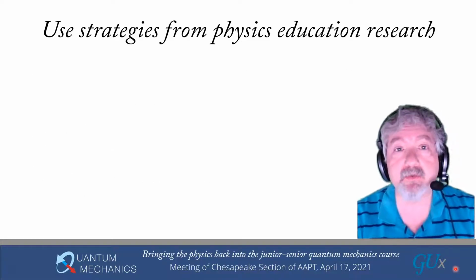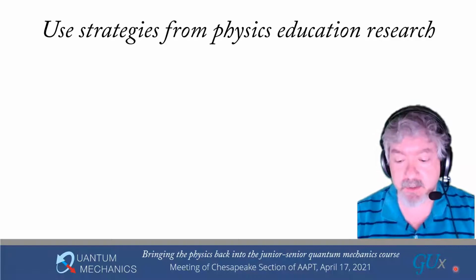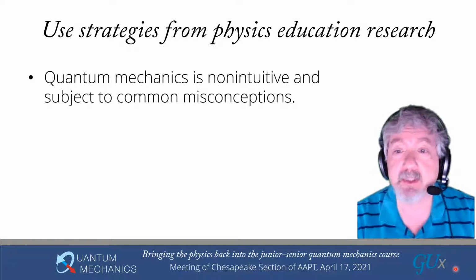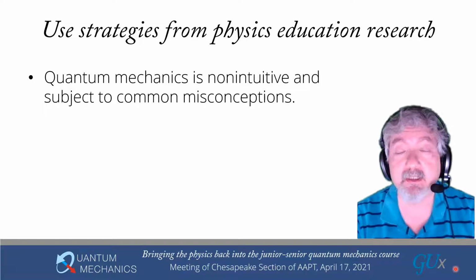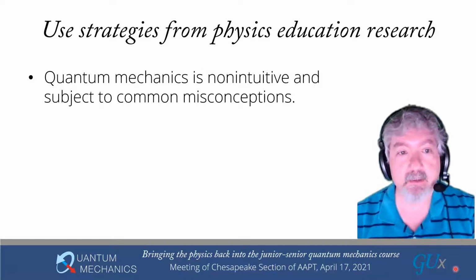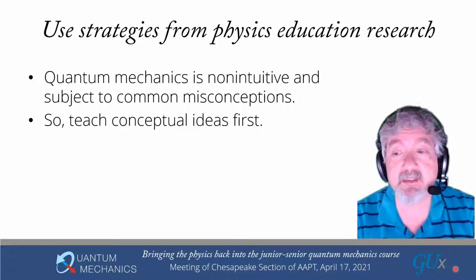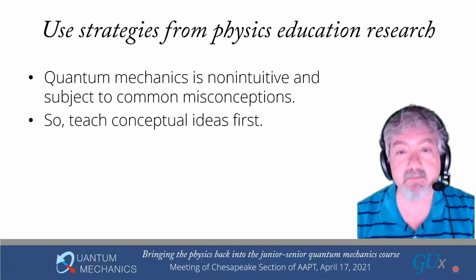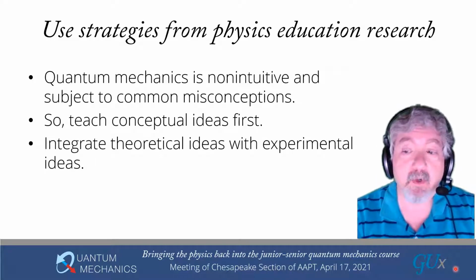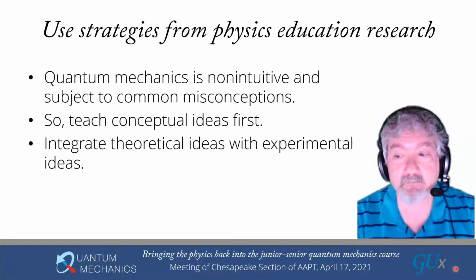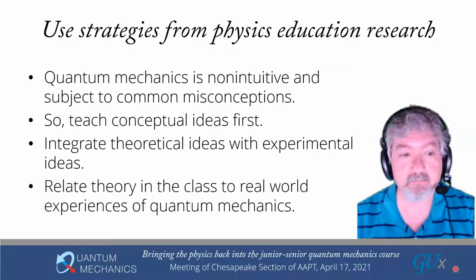What we're going to do is use strategies that are derived from physics education research. We all know that quantum mechanics is non-intuitive and it's subject to common misconceptions. We also know that students really struggle with understanding the underlying meaning of quantum mechanics. Physics education research tells us to teach these conceptual ideas first and then move into the quantitative side of things. We're also going to be integrating the theoretical ideas with the experimental ideas. And in that way, we're going to be bringing the physics back into the quantum mechanics classroom.